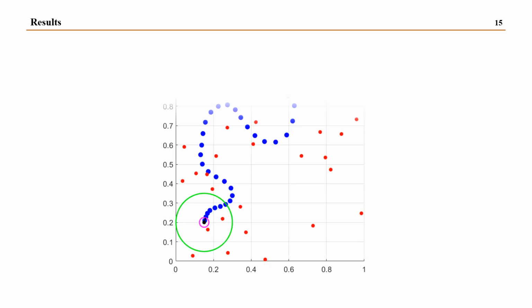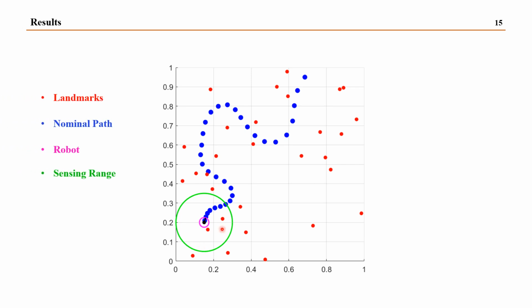Finally, we're going to show the results when applied to a fictitious map. So this right here shows the nominal path of the robot in a landmark map. The landmarks are given by red dots. The robot is in this pink color. Sensing range is in green, and the blue dots are the nominal path of the robot.